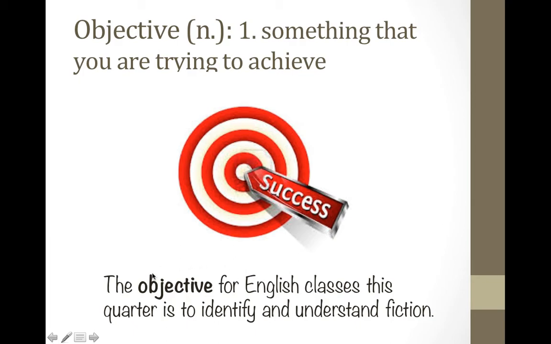So the goal or the aim that you are trying to achieve in the classroom for English 1 this quarter is to be able to identify and understand fiction. Okay. That is the reason why we're focusing on different genres of storytelling, of stories, of fiction, made-up stories, such as science fiction, fables, folktales, myths, legends, etc.